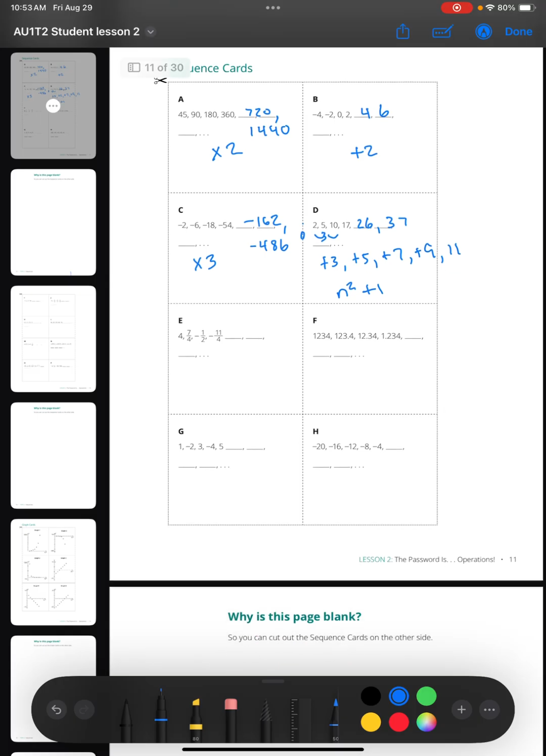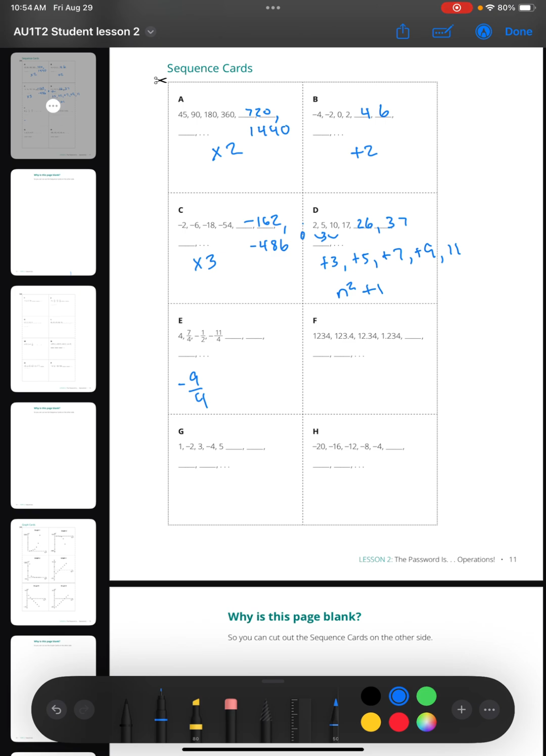All right, E. A little more difficult when we're dealing with fractions to figure out what you're adding and subtracting by. The easiest thing, use a calculator. See what the difference is. Convert that decimal to a fraction like we were doing back at the beginning of the first unit to see that difference. And when you do that, you're going to find that 4 to 7/4 is going down 9/4. 7/4 to negative 1/2 is also going down minus 9/4.